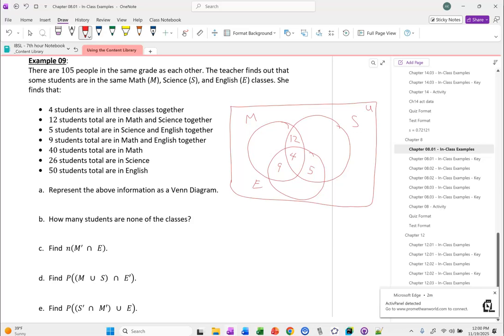Wait, so wouldn't you do 40 minus 12 minus 4 minus 9 to get the ones that are just in math? No, it's total, that'd be 40, the math, right? You're saying here? I asked you. You can't ask me back. Wait. 40 minus 12 minus 4 minus 9. What is that? 30. Wait. So you want this to be 28? Yeah, 28 there.